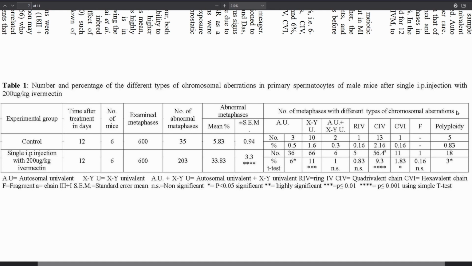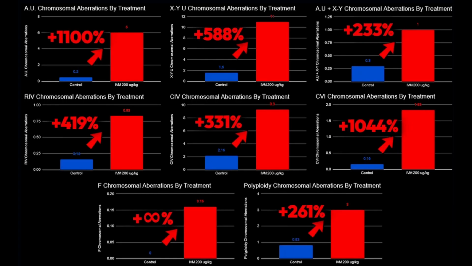Remember, these are all types of chromosomal aberrations that are skyrocketing after one small injection of ivermectin. For hexavalent chain, it goes from 0.16% to 1.83. There were no fragment aberrations in the control, but that rose to 0.16% with ivermectin. And finally, polyploidy chromosomal aberration, from 0.83% to 3% after the ivermectin. So again, these are the different types of chromosomal aberrations, and we're seeing huge jumps with ivermectin. That's why the paper says that these findings support the mutagenicity of ivermectin. It really looks like it's inducing chromosomal aberrations to a large degree.